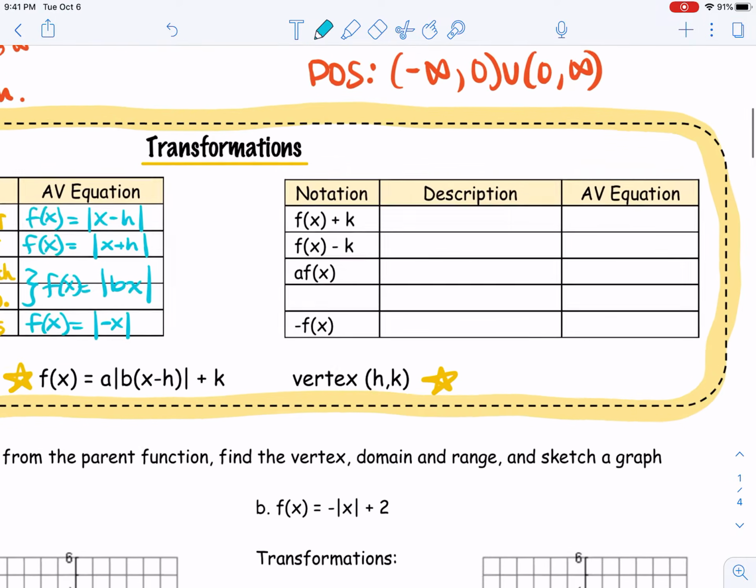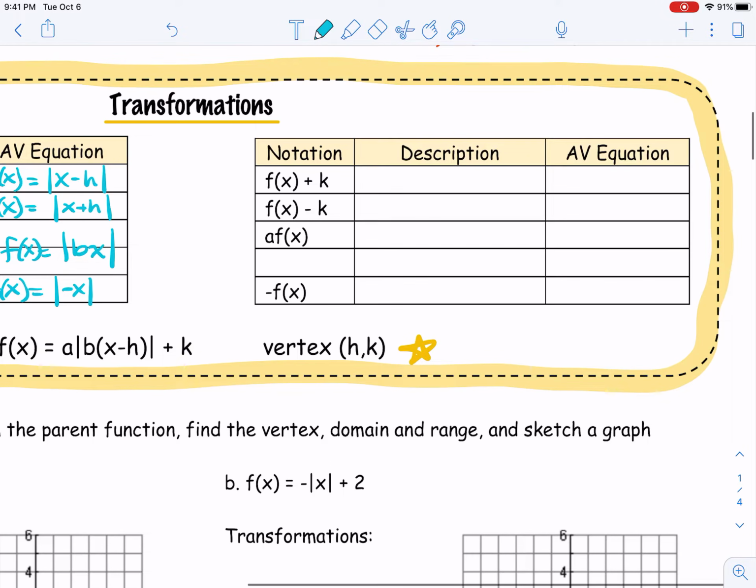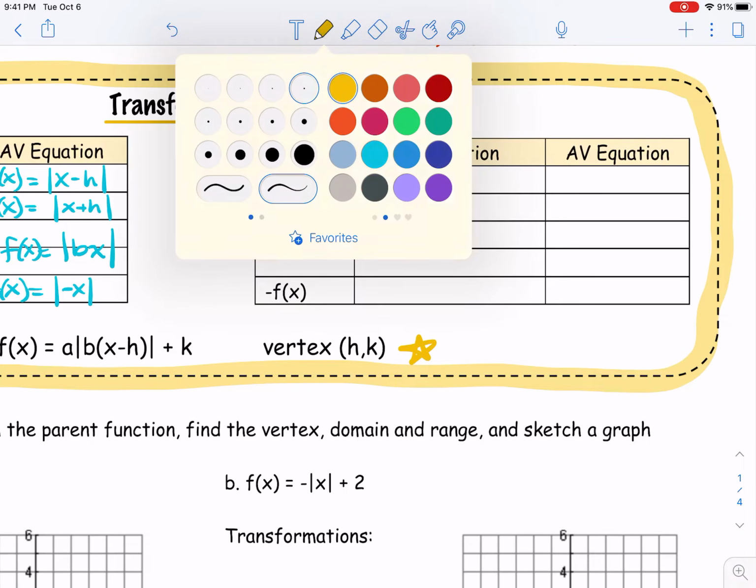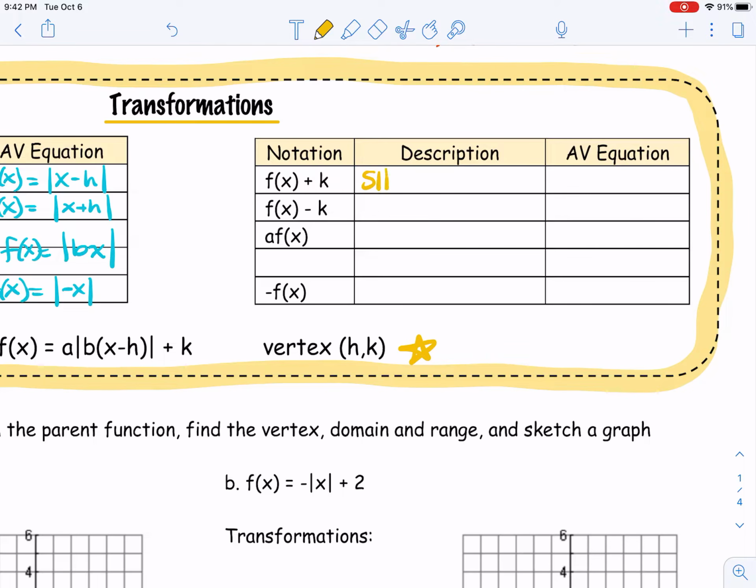And then, of course, on the right-hand side, everything is happening on the outside of the parentheses, so that's all our vertical transformations. Those are pretty straightforward. Those are what you think. So when you see a plus k on the outside, that means we're shifting up. When you see a minus k, we're shifting down.